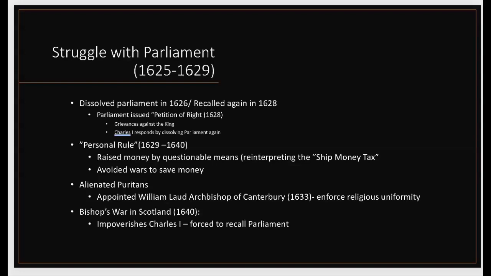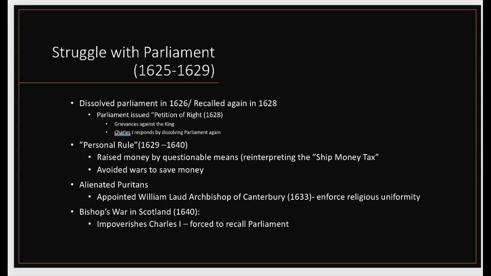So he refuses to work with Parliament, and at the time, Parliament could only be called at the bequest of the monarch, and he gets rid of them for a couple of years and calls them again, and Parliament issues this list of grievances against him, and his response is, well, I don't need you, and he goes on this lengthy personal rule where he makes all of the decisions by himself.